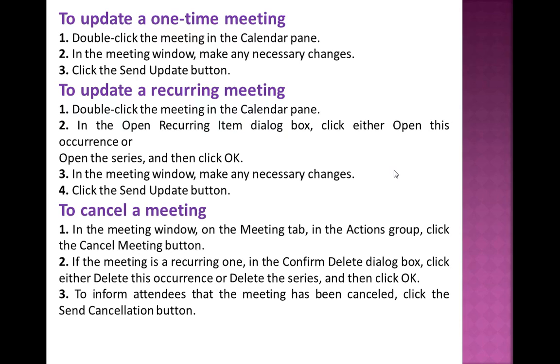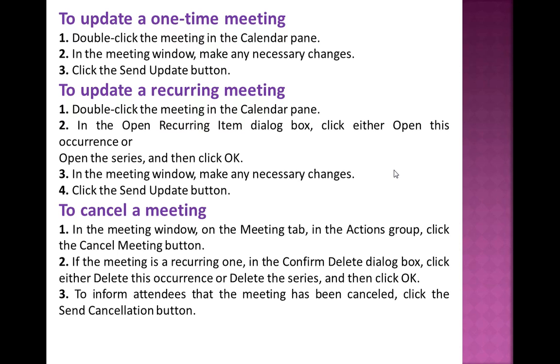How to update a one-time meeting? Double click the meeting in the calendar pane. In the meeting window, make any necessary changes and then click on the send update button. Means whenever you want to update a meeting, double click on the meeting and then in the meeting window, make the necessary changes and then click on the send update button.